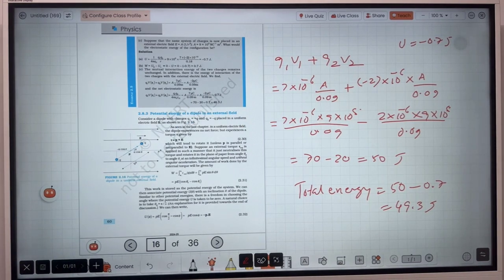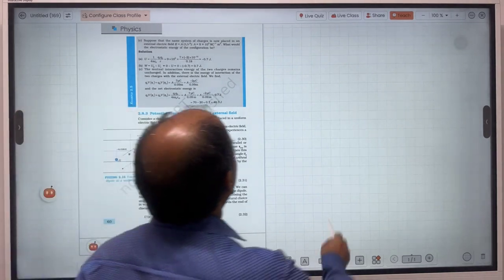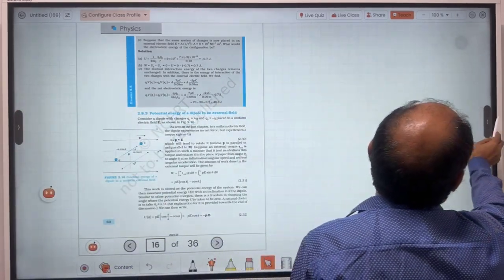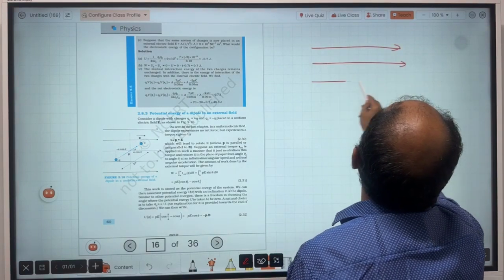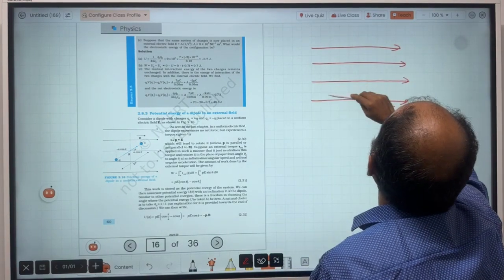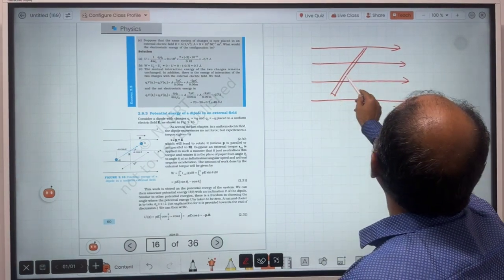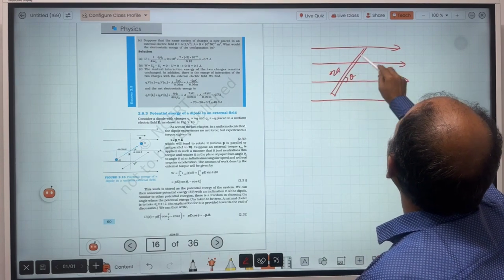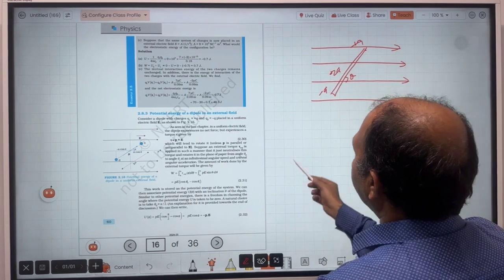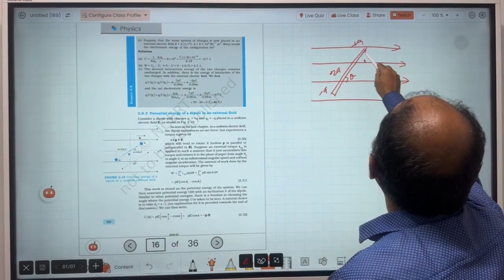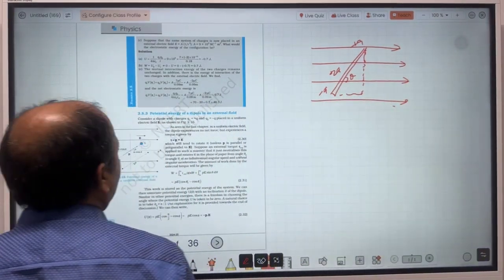Now, potential energy of a dipole in an electric field. So let's see, you are given a uniform electric field, and there is a dipole here making an angle theta. So this angle is theta, the length of the dipole is 2a, here there is a positive charge plus q, and here there is a negative charge. Now we have to find out what the energy is.